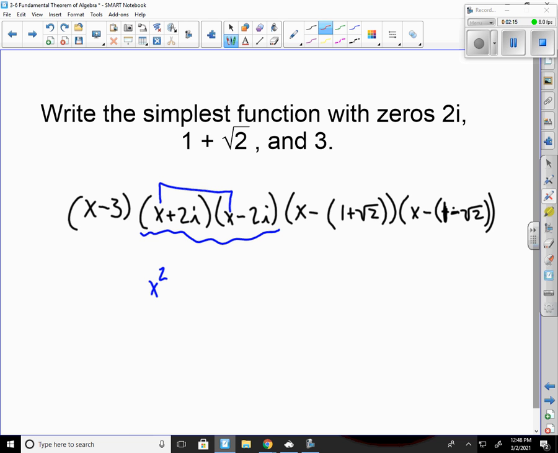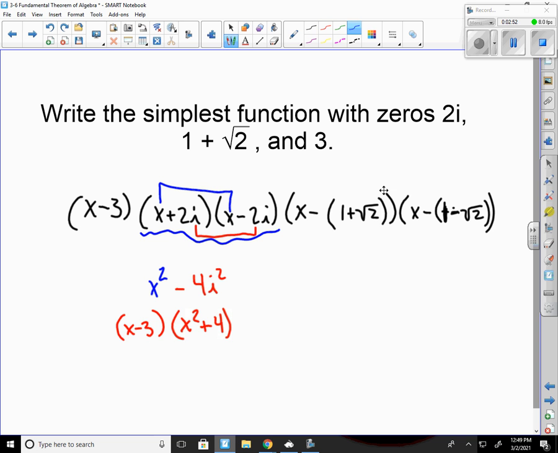Lastly, I have 2i times negative 2i, and that gives me a negative 4i squared. We all know that i squared is equal to negative 1. So this is like negative 4 times negative 1. So that part of it becomes an x squared plus 4. Just replacing that i squared with a negative 1 and doing negative 4 times negative 1. Okay, so that part's done. We still have the x minus 3 out in front.